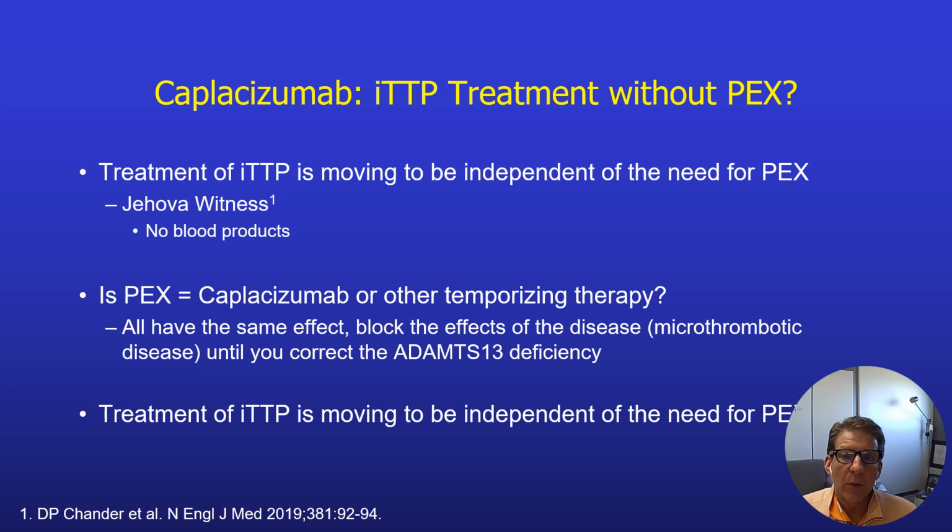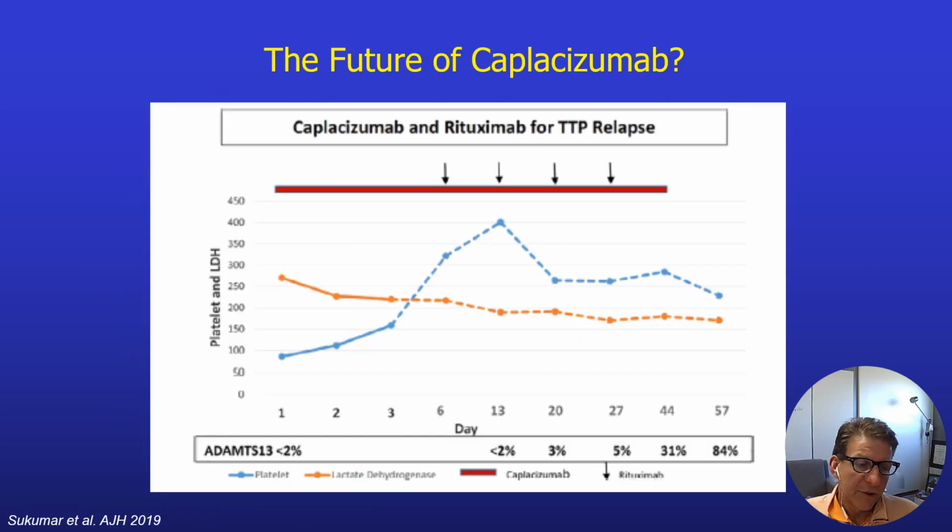So what about caplacizumab without plasma exchange therapy? Can you treat this alone? The very first patient to do this was a Jehovah's Witness who does not wish to, based on religious beliefs, receive blood products. And there was a patient in Louisiana successfully treated with caplacizumab without plasma-based therapy, which really started to raise the question, is plasma exchange or caplacizumab just a temporizing therapy? Can they be replaced for each other? Are they equivalent? Essentially, is there a biologic effect of the plasma exchange, or are they just both temporizing? As you can see coming up, the treatment is really moving toward the use of caplacizumab without plasma exchange.